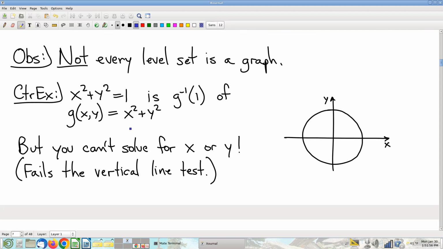Tragically, it doesn't go the other way around. Wouldn't it be nice if every time you had a graph, you can view it as a level set, and every time you have a level set, you can view it as a graph? It's just not true. Not every level set is a graph. And this is an easy counterexample.